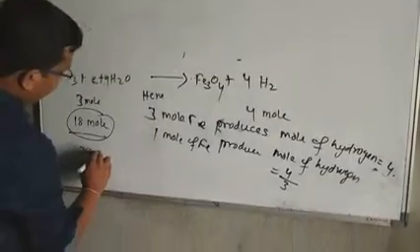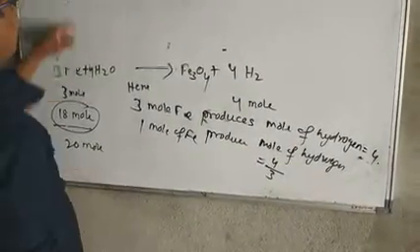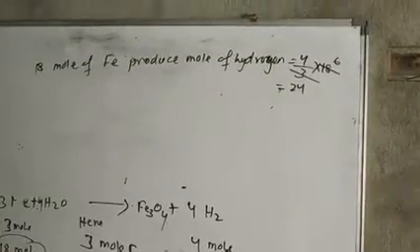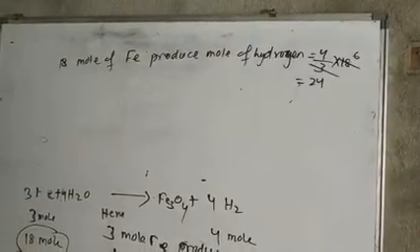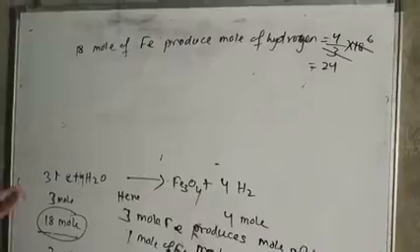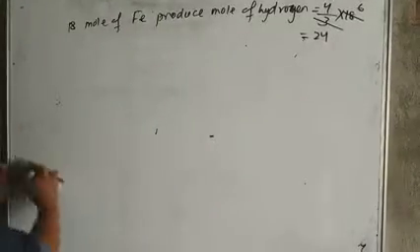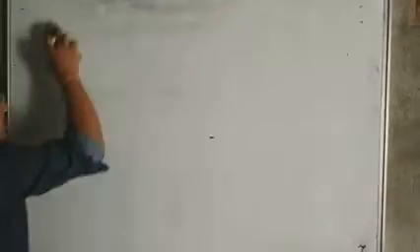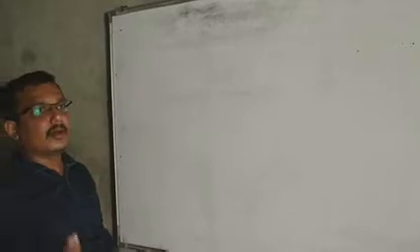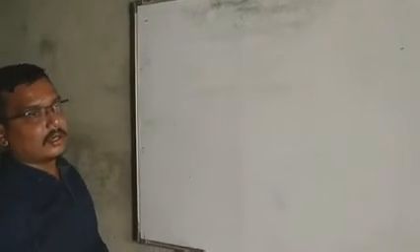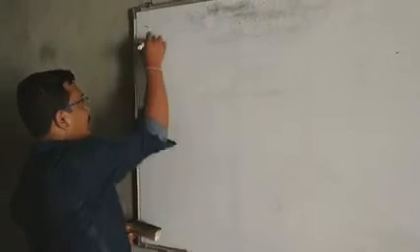Suppose 20 mole is given, then we can find it for 20 mole. If 18 mole is given, we find it for 18 mole. This is said to be the mole-mole stoichiometric relationship, and with this help we can solve such problems. If moles are given for a reactant or product, then the moles of another reactant or product must be found out.